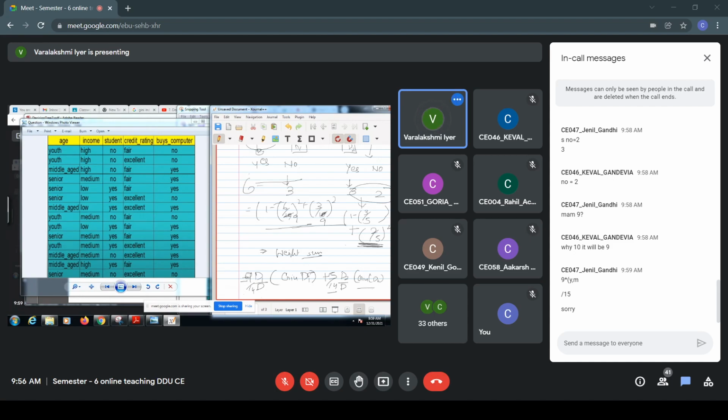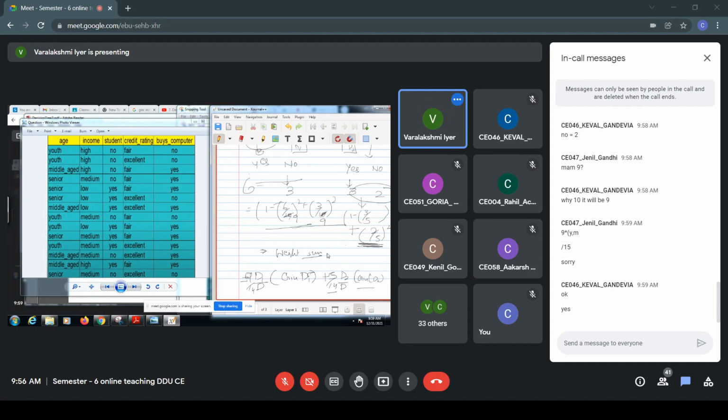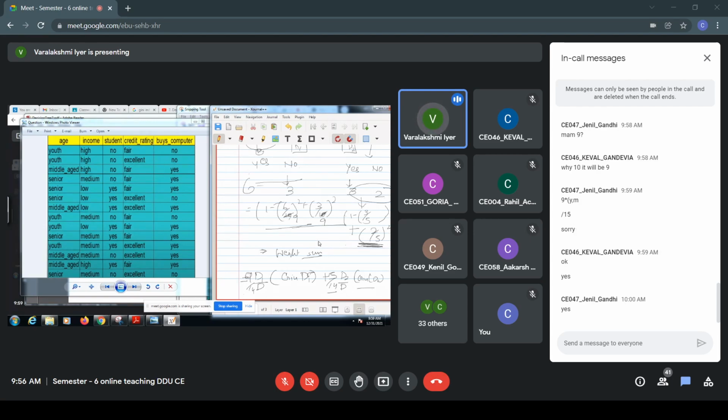Is it clear? Why 10? Oh, sorry. Yes, Keval, I have corrected it. It is 9, right? Now it is clear how to do the process. Is it clear to everyone or not? So can you find out what value you are getting? Just tell me the value after doing this particular calculation.